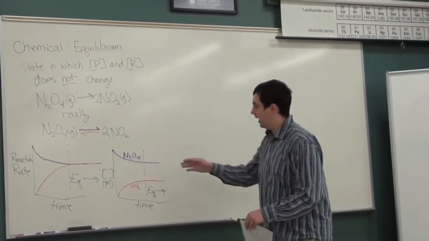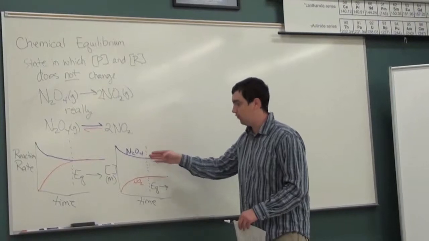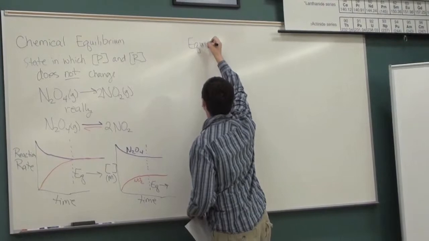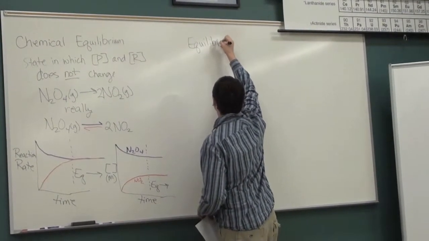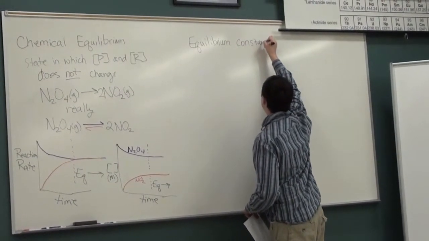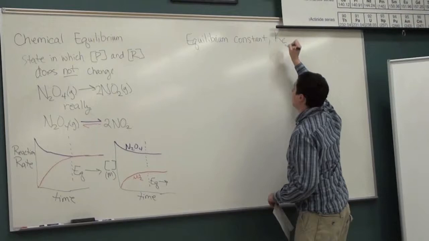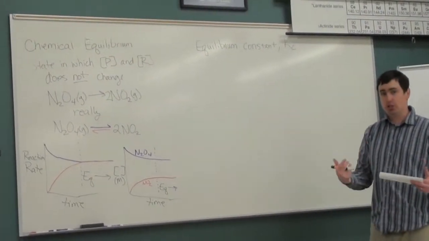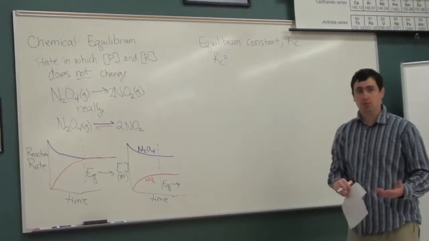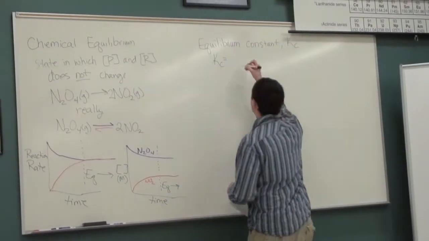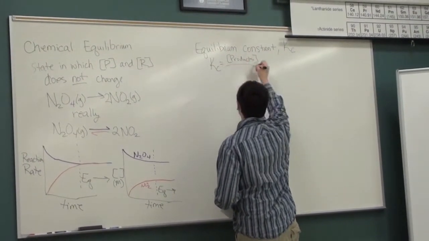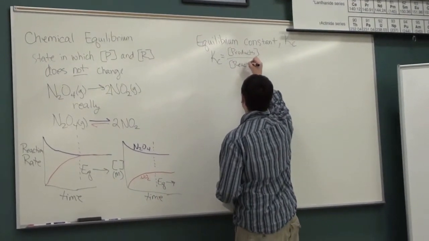Now, we can quantify this ratio between N2O4 and NO2, and that's what we call the equilibrium constant. It is abbreviated K with a subscript C. And in general, the way we solve for it is by taking the concentration of the products over the concentration of the reactants.